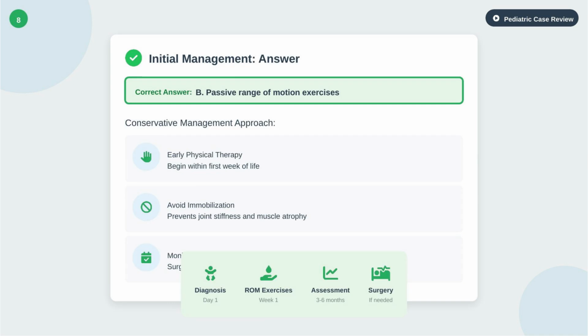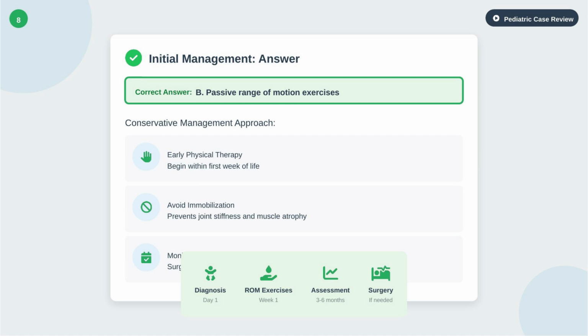Passive range of motion exercises. The cornerstone of initial management for Erb's palsy is gentle physical therapy to maintain joint mobility and prevent contractures while waiting for spontaneous nerve recovery. This should begin within the first week of life. Positioning and splinting may complement therapy. Immobilization is contraindicated as it leads to joint stiffness and muscle atrophy.